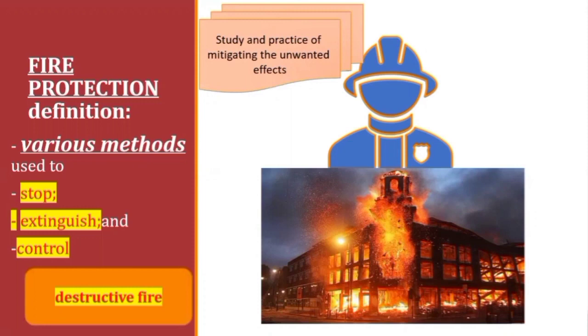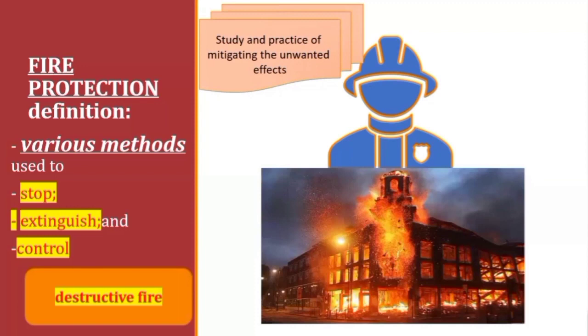So what we can do in cases where the building is already on fire is to mitigate, to stop, to extinguish, as well as control. It already causes damage, but as much as possible, we don't allow it to propagate, which may result in bigger destruction or may cause loss of life and loss of more properties.